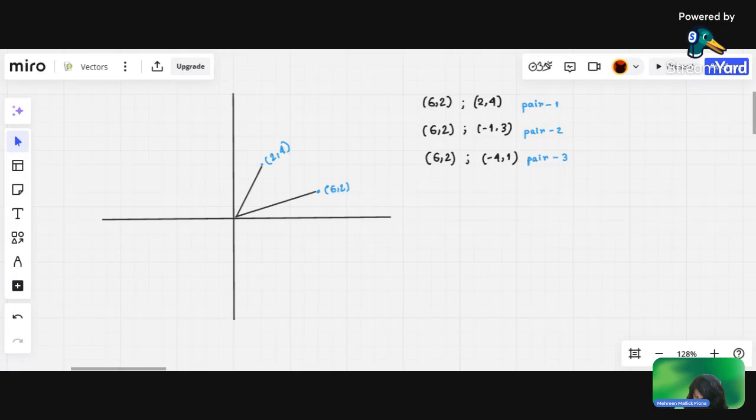And for the other one, in pair 2, we repeat the 6 comma 2. So we will do the second one, minus 1, 3. So minus 1, 3 would be something like here. I'm trying to be as precise as possible. So now minus 4, 1. So minus 4 and 1.